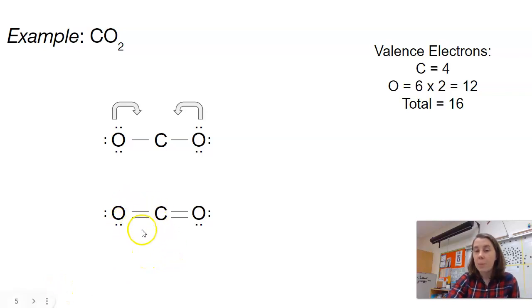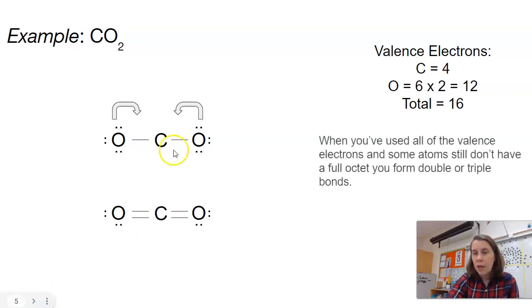So it can be a little tricky to know when to make double bonds, but as a general rule, if you've used all of your valence electrons and some of your atoms still don't have a full octet, you need to do more sharing, which means making either double or sometimes even triple bonds. Okay, in this case, double was enough.